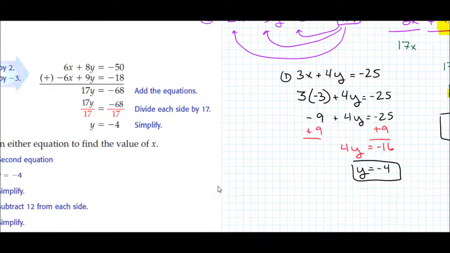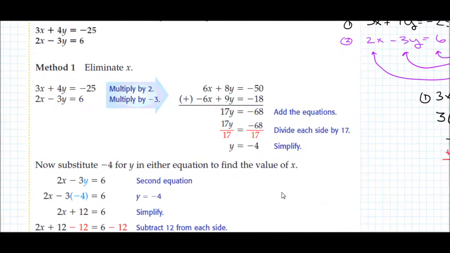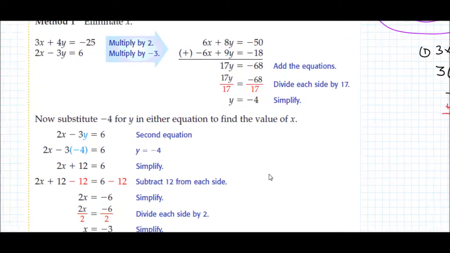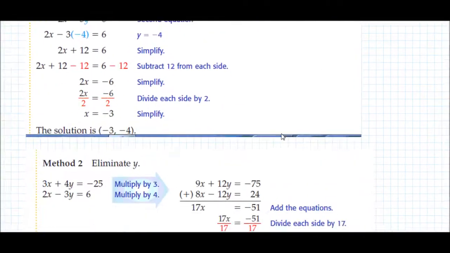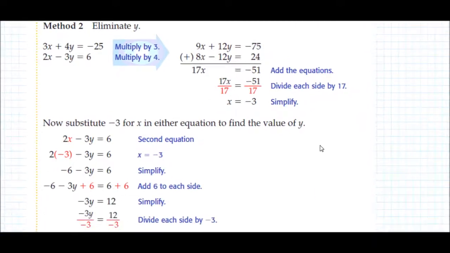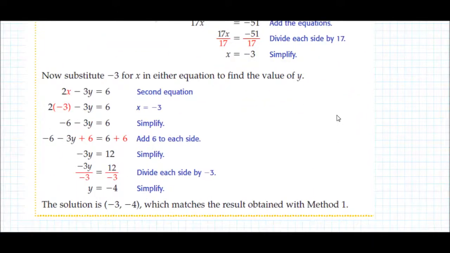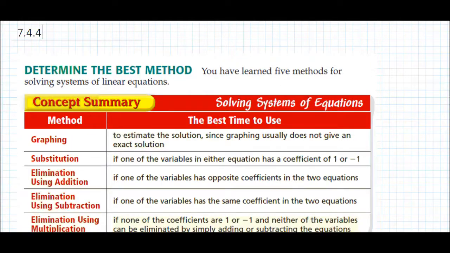Alright, and the book can take you through, and it shows you can do it either way. And it takes about the same amount of steps. So it does not matter as long as you use whatever's easiest for you. Next example, let's determine the best method to use.